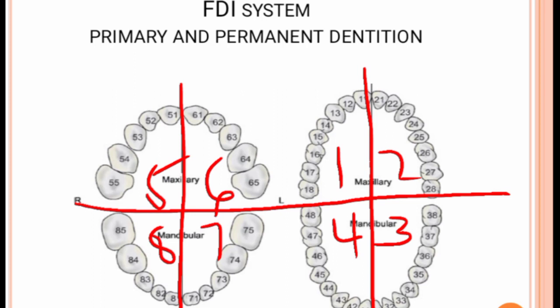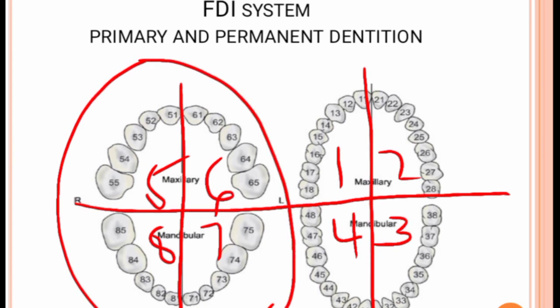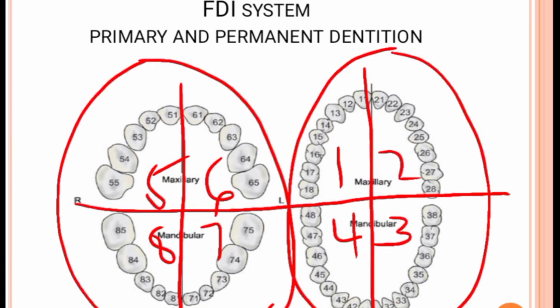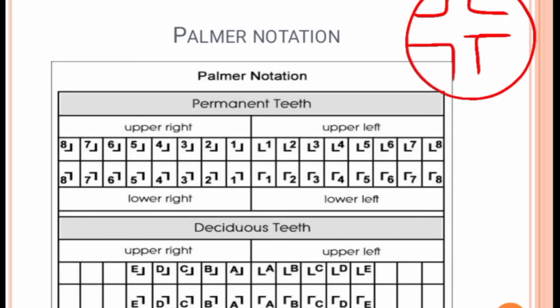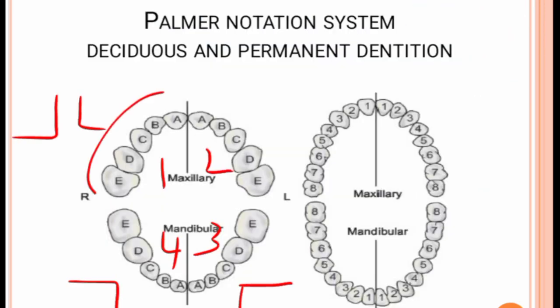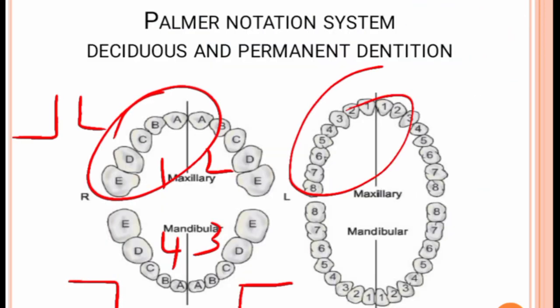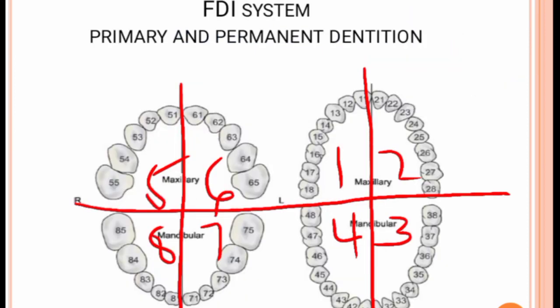There is a difference between the FDI system and the other two systems: we use numbers for both the primary and the permanent dentition. In the universal system and in Palmer we used alphabets for primary and numbers for permanent, but in FDI we use numbers for both. Here you can see the upper central incisor is 1, the lateral incisor is 2, the canine is 3, the first molar is 4, and tooth number 5 is the second molar.